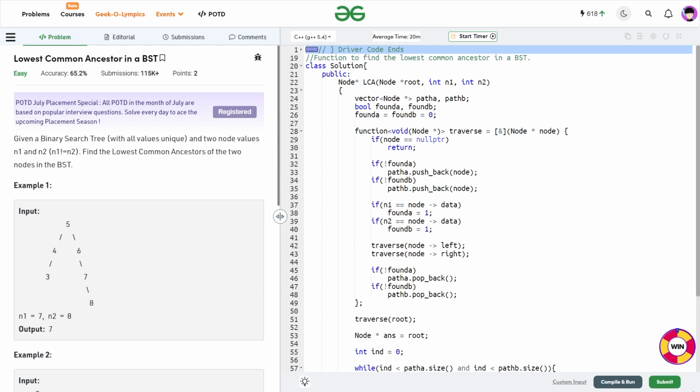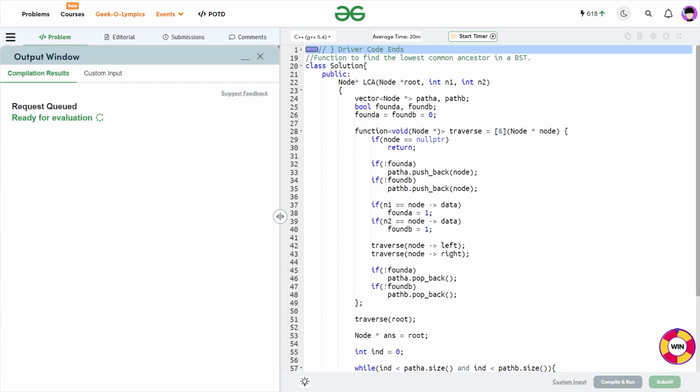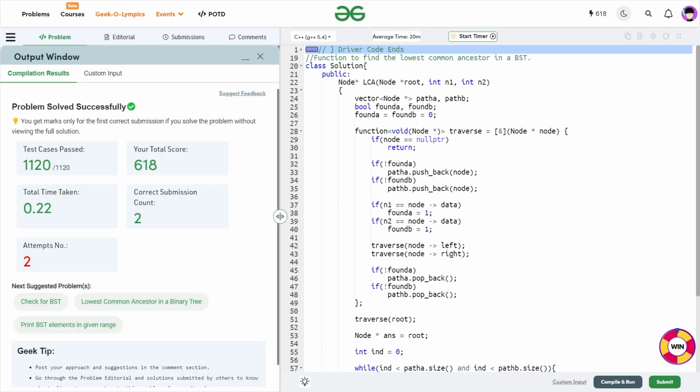Now let me just quickly submit this and show you that this particular code works, and this solution is absolutely correct. So you see, it passes all the test cases and the solution is correct.